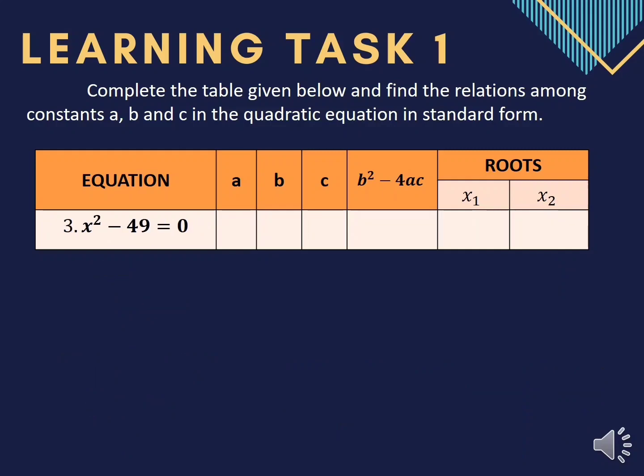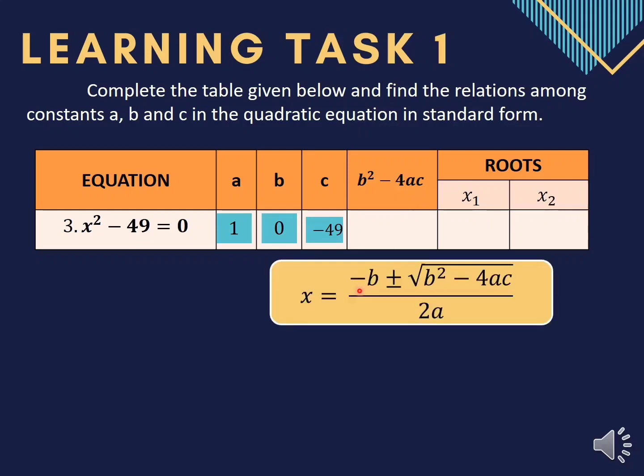Let us now proceed with our equation number 3. The given is x squared minus 49 is equal to 0. Now, let us find the value of a. The numerical coefficient a, that is 1. How about the value of b? Do we have the linear term? Okay, we don't have. So, meaning to say, b is equal to 0. How about c, or the constant term? Okay, we have negative 49.